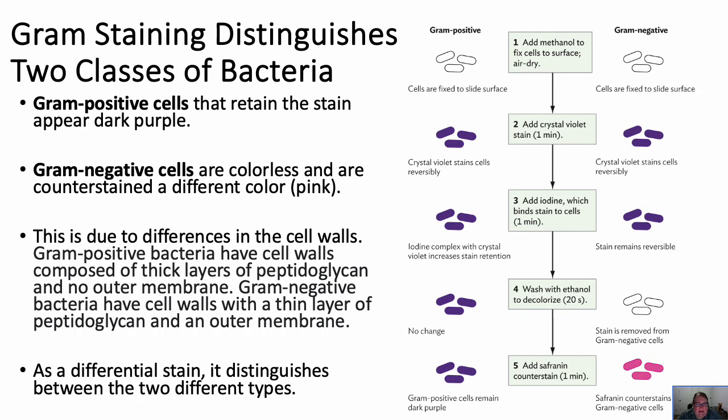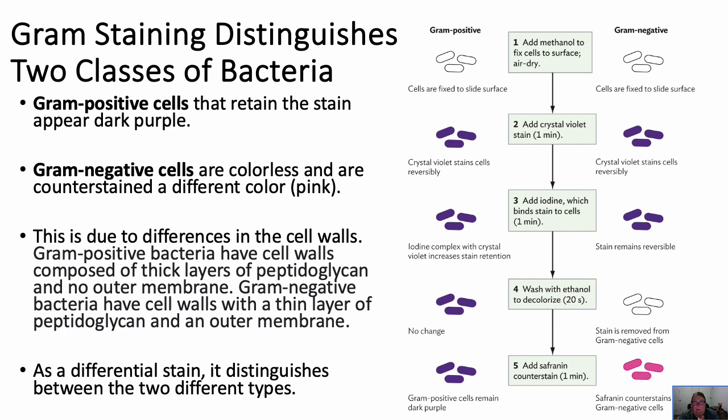Okay, before we start talking about the actual procedure for Gram stain, let's talk about the two types of bacteria it tells the difference between. Okay, so the Gram stain is differential for gram-positive bacterial cells and gram-negative bacterial cells. Okay, so in the Gram stain, gram-positives are going to appear dark purple, and gram-negatives are going to stain pink. Now, both of these types of bacteria have cell walls.